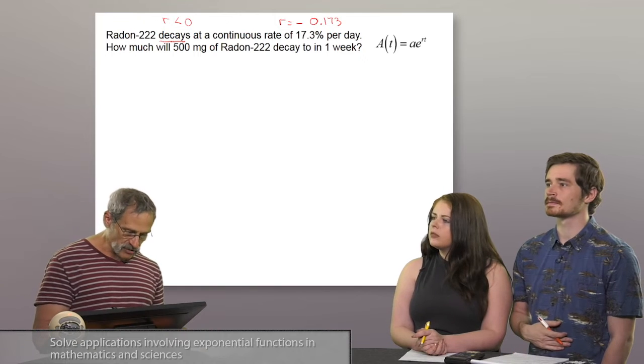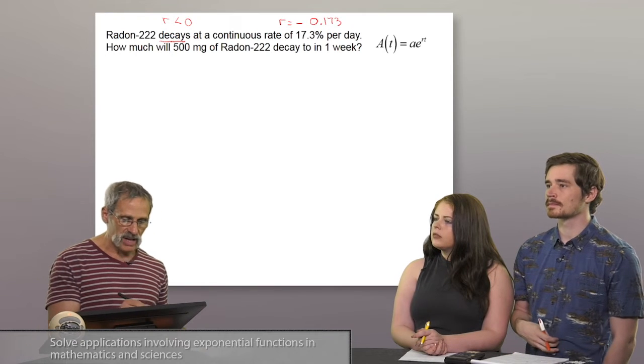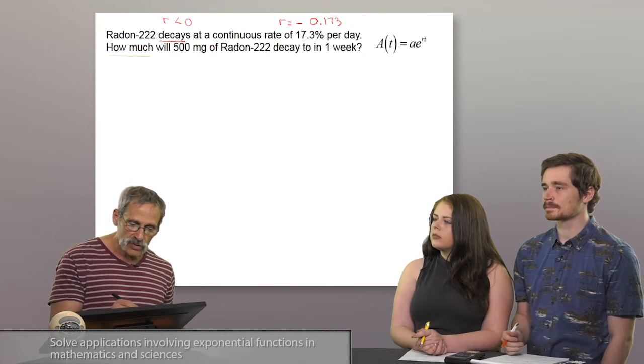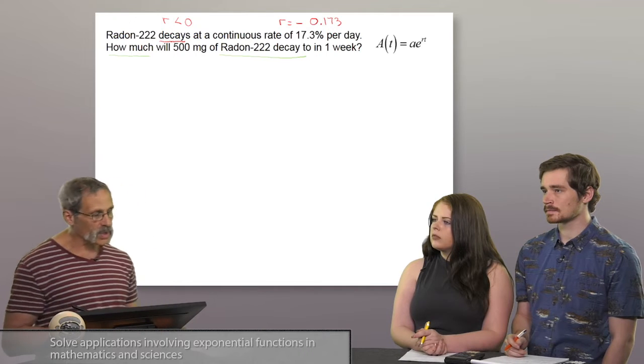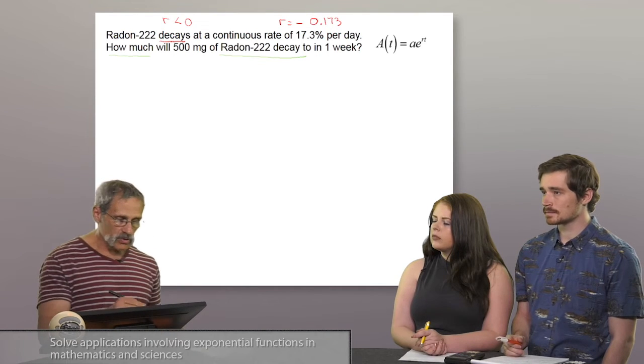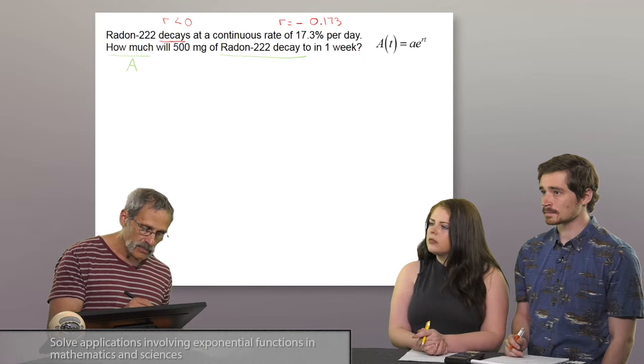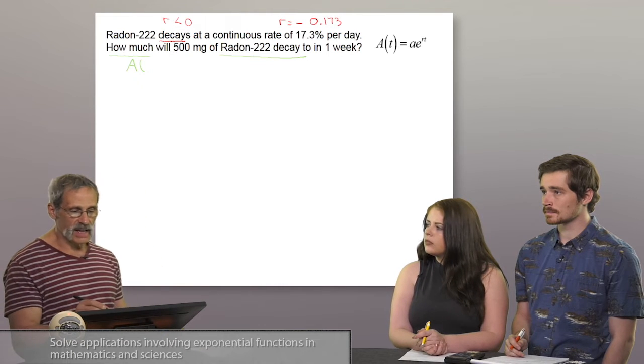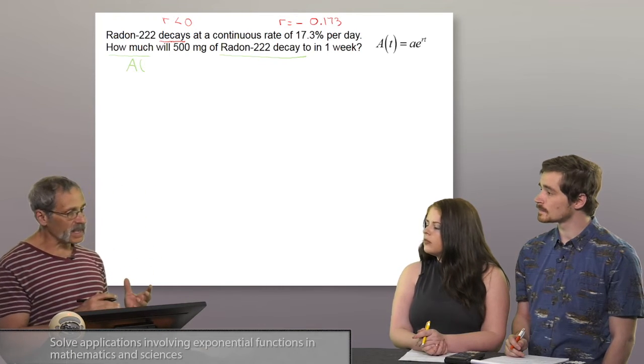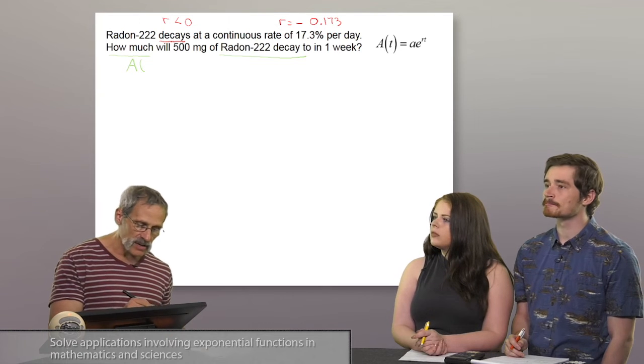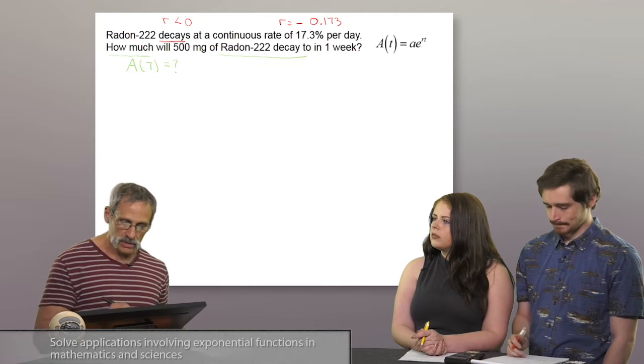And we are being asked a question, right? We're being asked, how much will this radon decay to in 1 week? So it looks like we're looking for a of t. And if the growth rate is in terms of per day, 1 week is how many days? 7. We're looking for a of 7. That's what we're looking for.